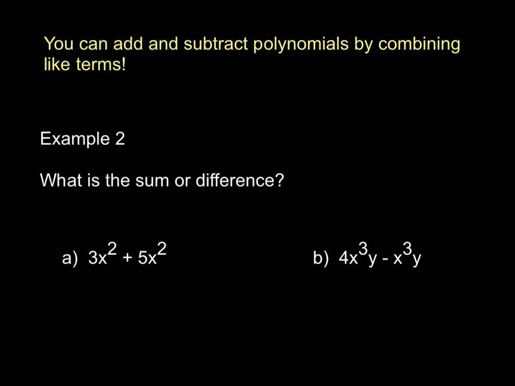Okay. We can add and subtract polynomials by combining like terms. So we'll get a little bit more into what a polynomial is here in a second. But just know that by adding or subtracting them, we're really just combining monomials or like terms, things that are the same. Okay. For those of you who don't remember from your previous classes, like terms basically means you're going to have the same variables with the same powers.